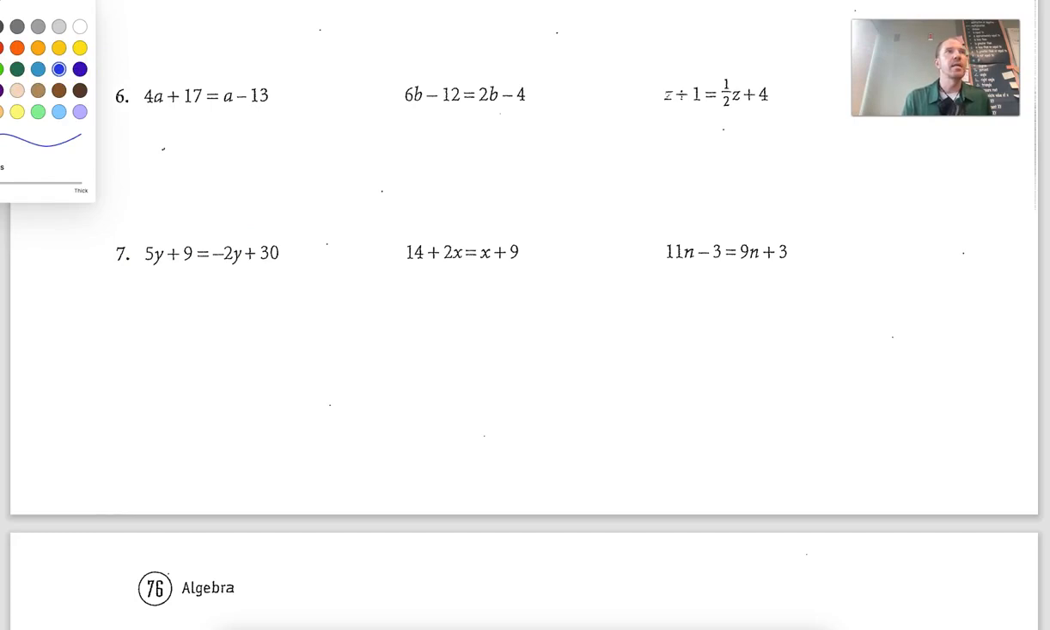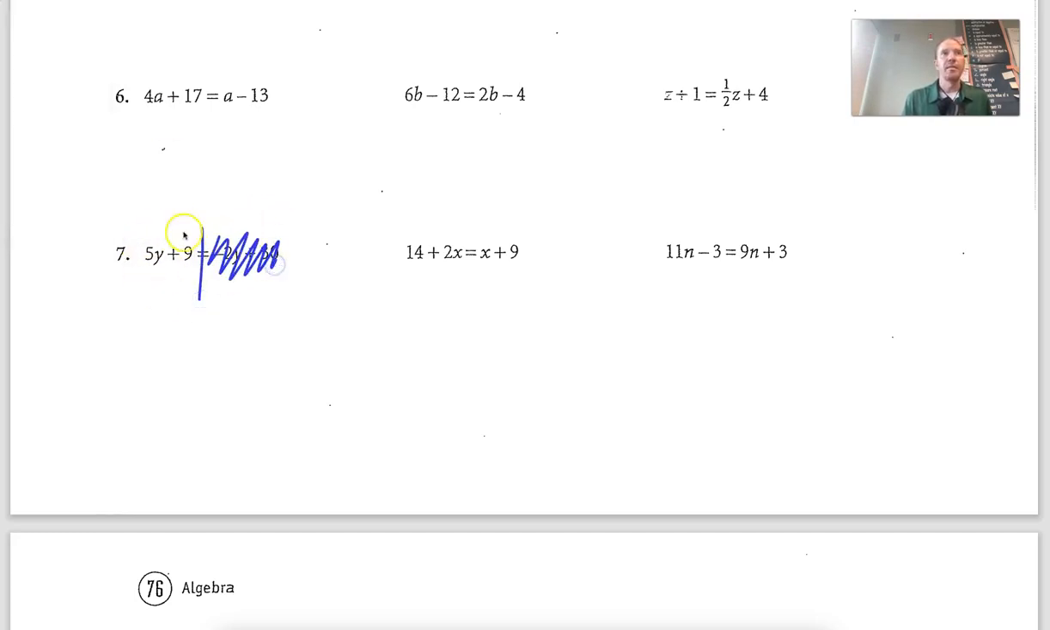So again, just thinking things through. Left side by itself does not simplify. 5y plus 9 doesn't simplify on its own. The right side by itself, negative 2y plus 30. Those are not like terms. It's yo-yos and dollars, or however you remember that. So we cannot simplify. But look for that. Sometimes we can. Earlier in this video, we had problems where we were able to simplify before canceling.